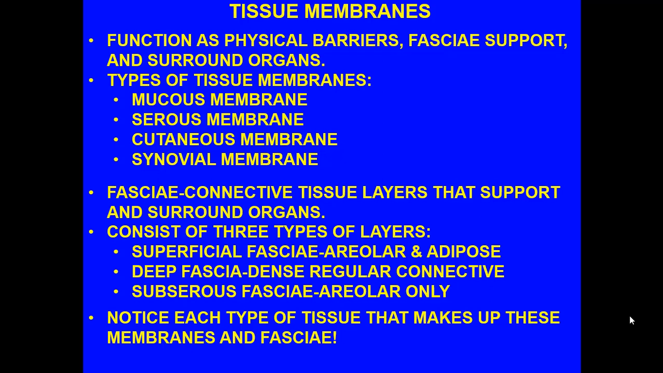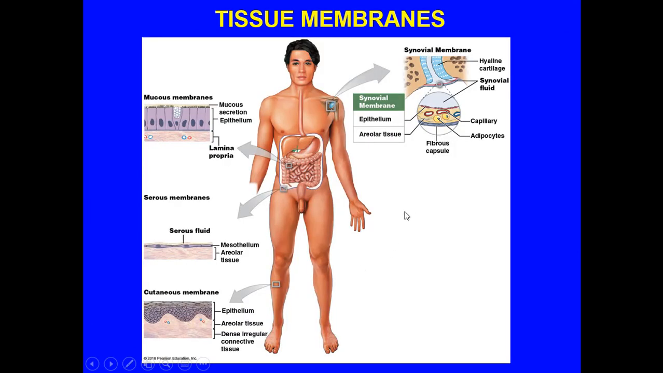Fascia, you want to keep in mind that fascia is the connective tissue layers that support and surround organs. There are several different types. You want to be mindful of both the type of tissue that makes up these membranes, as well as understand the different types of the fascia. The superficial fascia you will see is comprised of both areolar and adipose. Deep fascia is dense, regular connective tissue that you would find. Subserous fascia is only areolar.